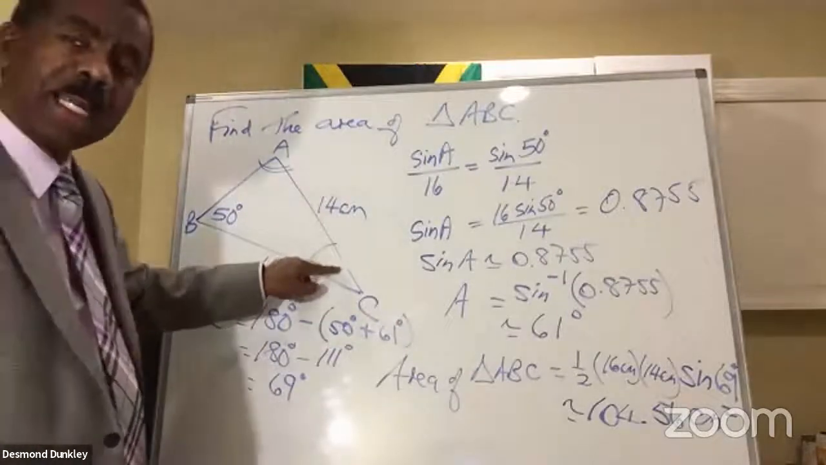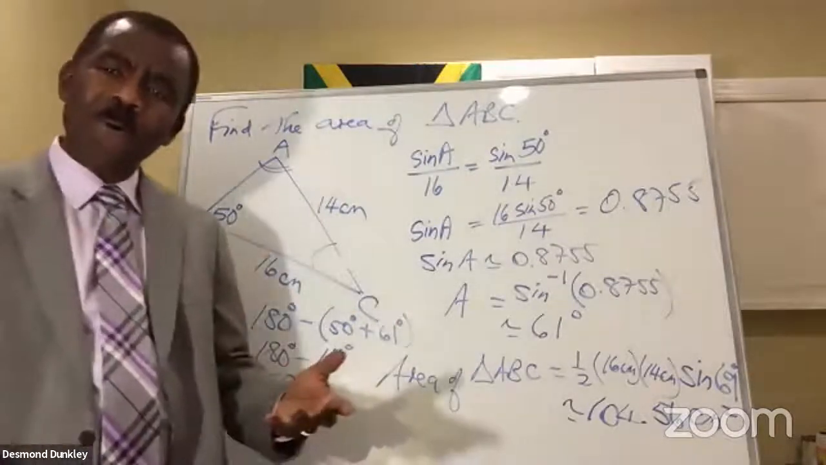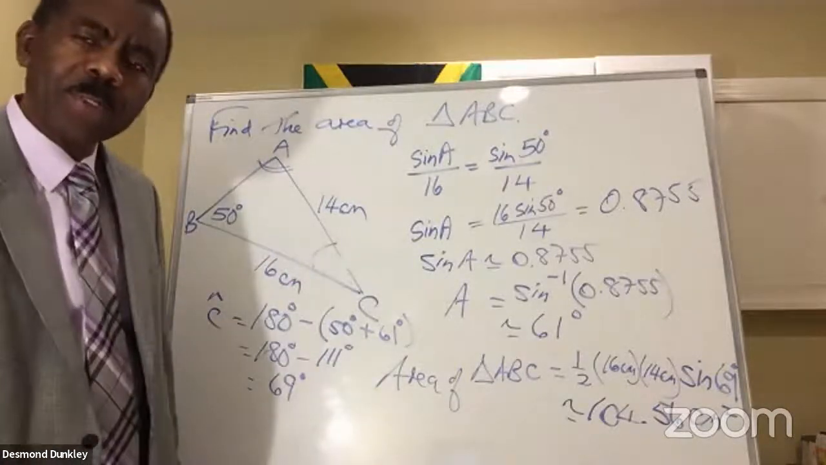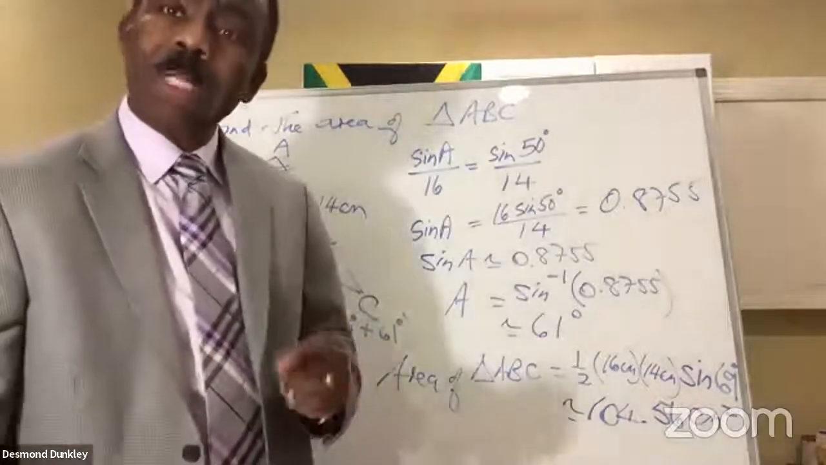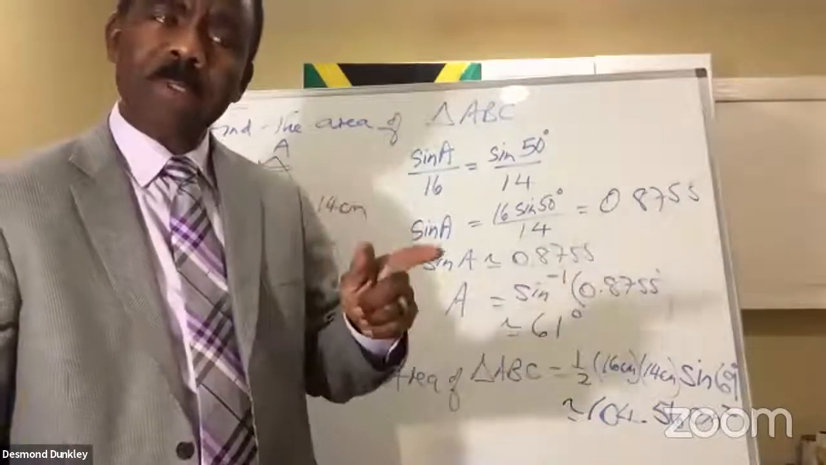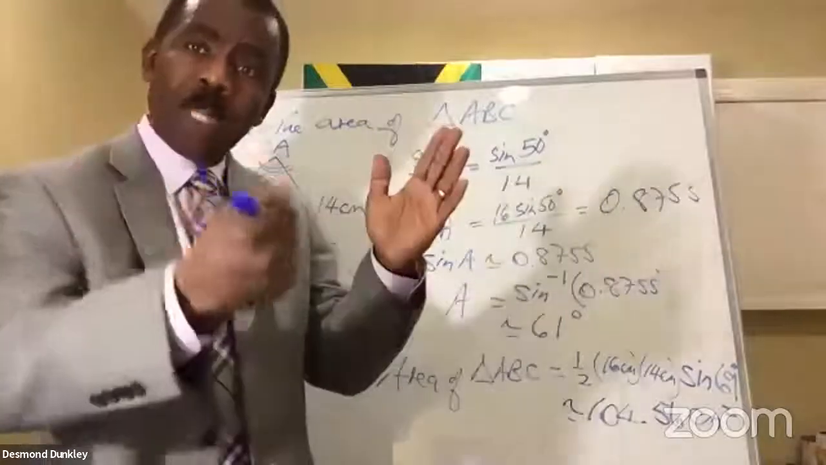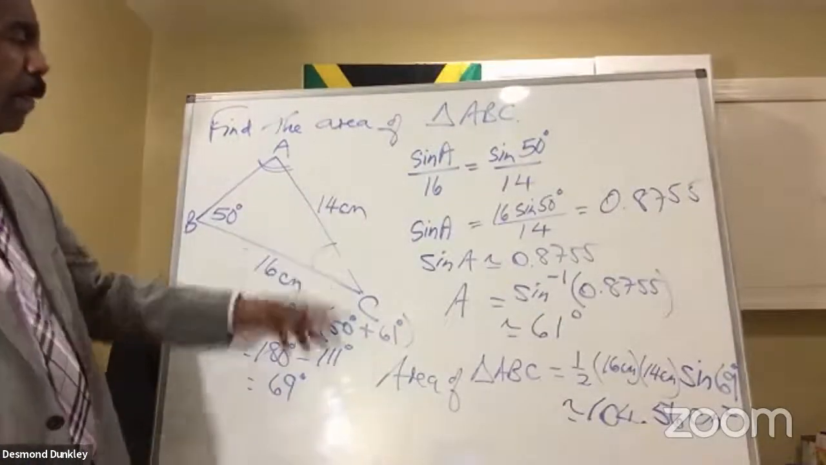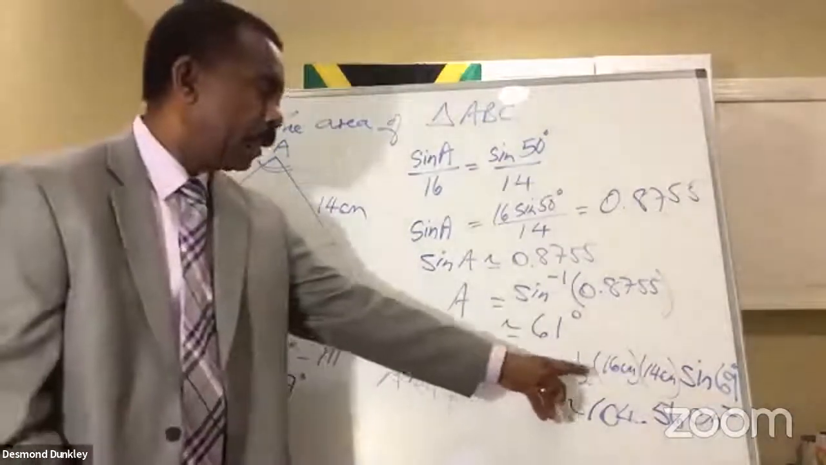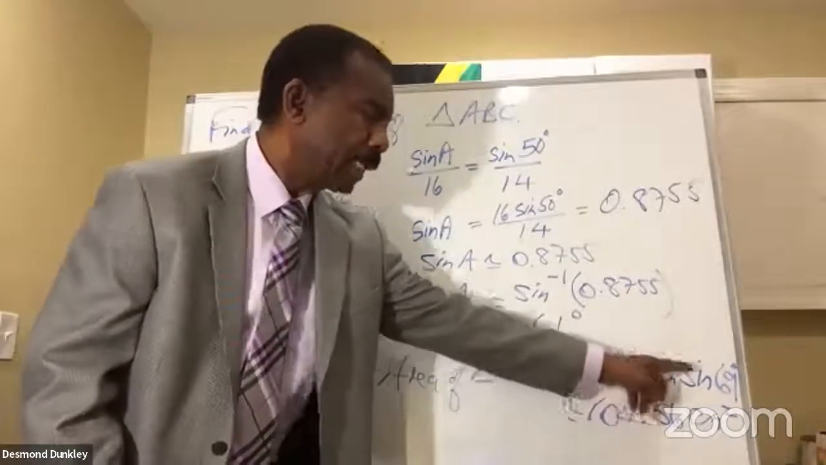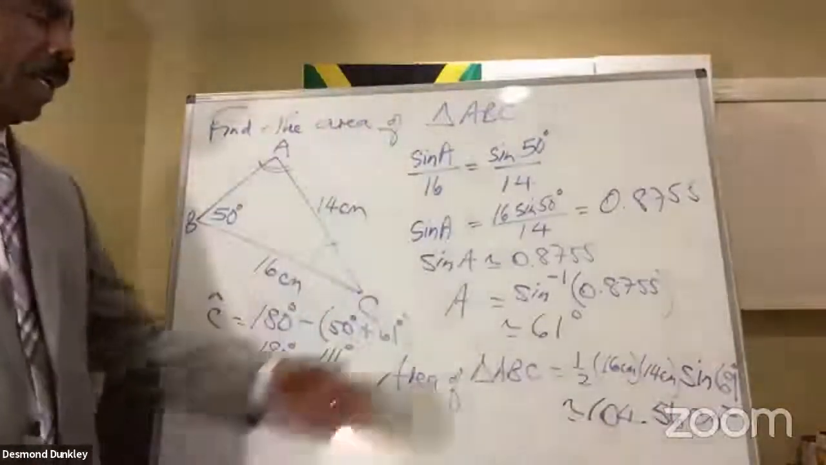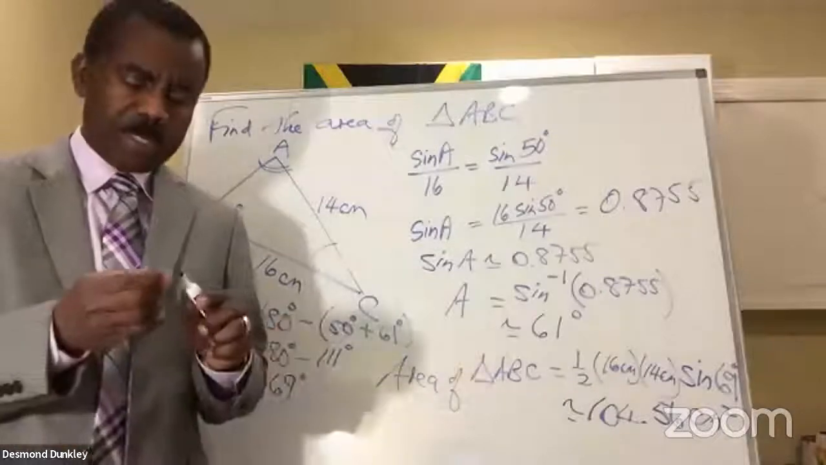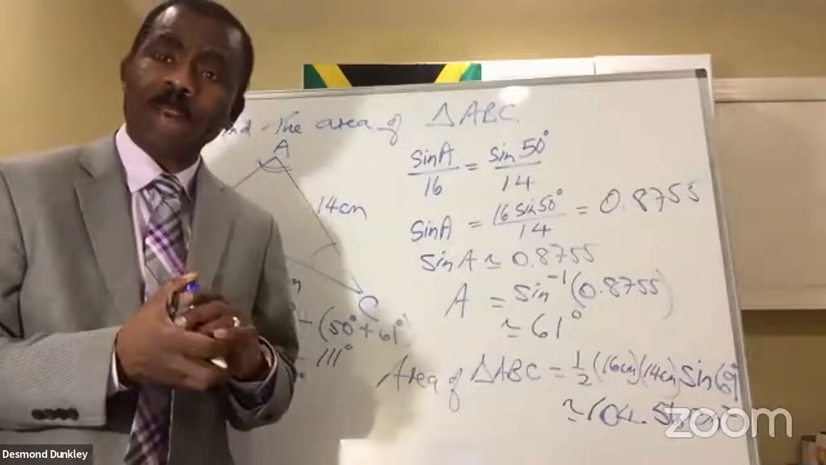Once we have angle C as 69 degrees, we can apply the first formula that we learned today for calculating the area of a non-right triangle when we have two sides and the angle between. We take half the product of the sides times the sine of the angle between, and we end up with 104.56 centimeters squared. Wow, that's a lot of math.